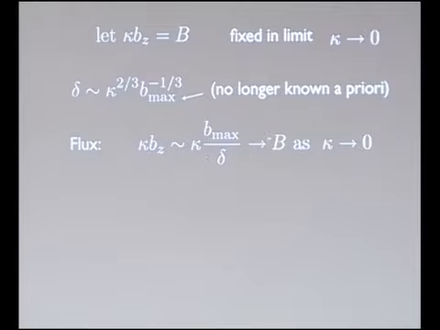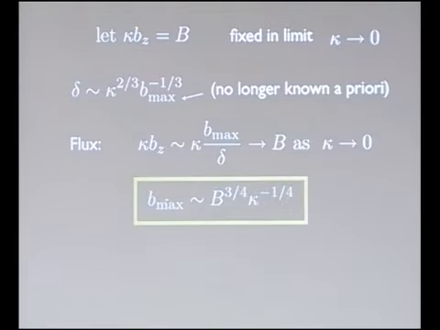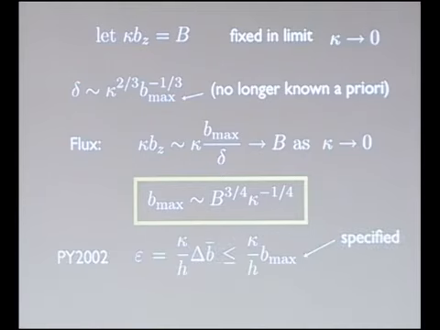If the flux is kappa times B sub z, and I introduce this boundary layer scale for the scale in this expression, then this has got to be independent of kappa as kappa goes to 0. This goes to B, which is independent of kappa. And you find that B max, which is now part of the solution instead of part of the specification, must go to infinity as kappa goes to 0, but very slowly, only as kappa to the minus 1/4.